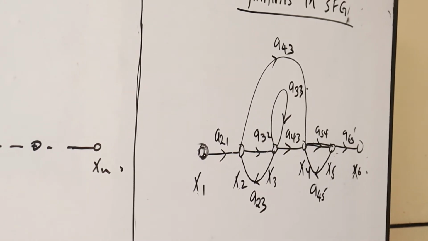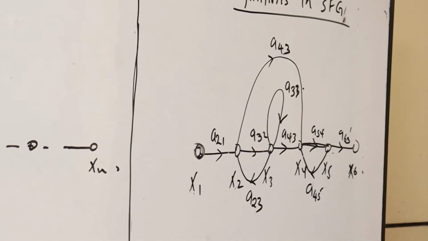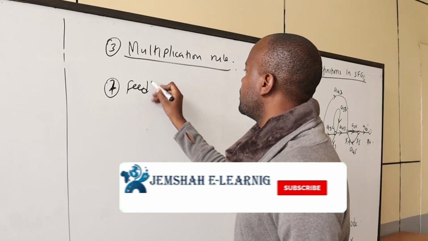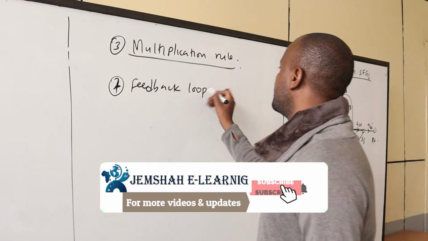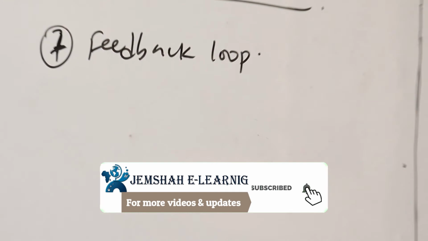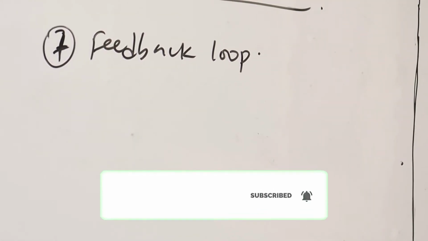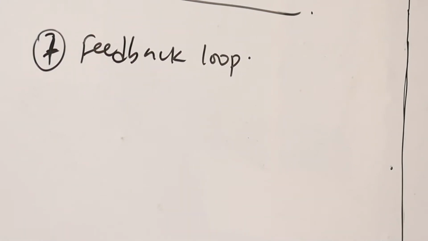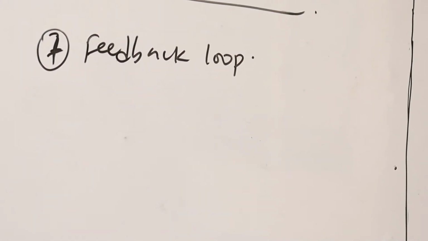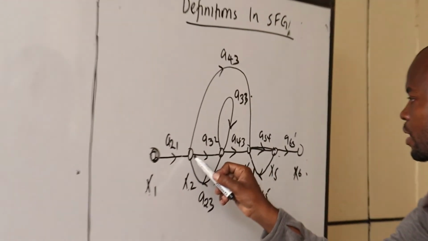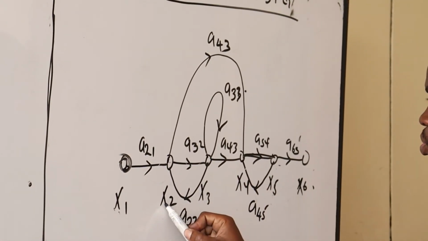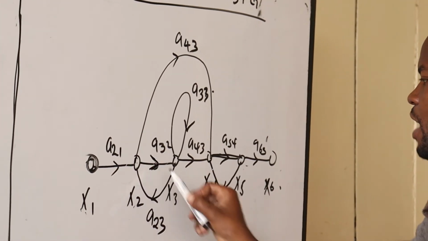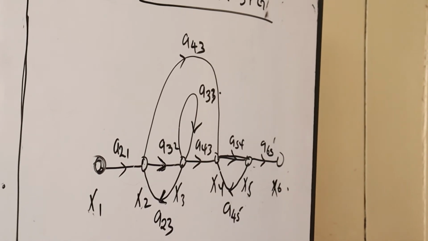Then we can talk about number 7, the feedback loop. When you talk about the feedback loop, this is a path that originates and terminates on the same node. It has to originate and terminate on the same node. So in this case, you can talk of x2 to x3 and back to x2. Remember, you don't need to change the direction of any arrow for you to consider it to be a path.